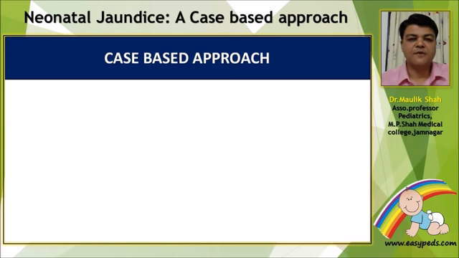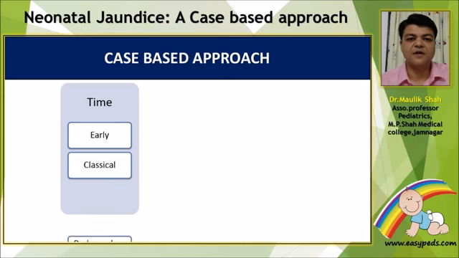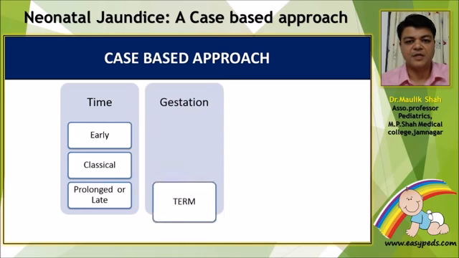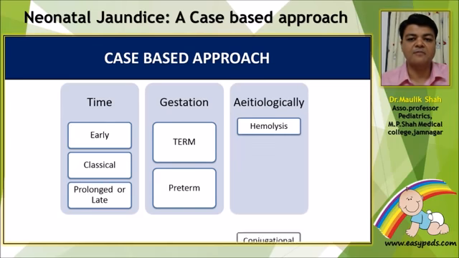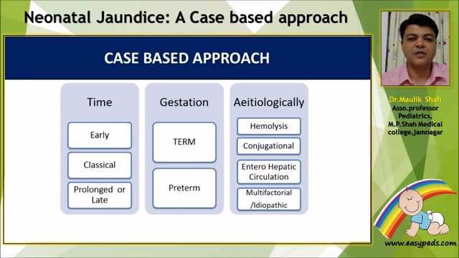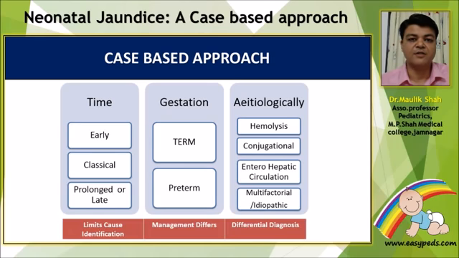Neonatal jaundice, when we see any case, there are three different dimensions which appear in front of us. The first is we divide them into the time zones like early presentation, classical presentation or a late presentation. We also look at the gestation of the child as term or preterm. We also look at them in an etiological background, by means of either hemolytic jaundice, conjugational error in the jaundice, enterohepatic circulation, or a multifactorial or idiopathic jaundice.